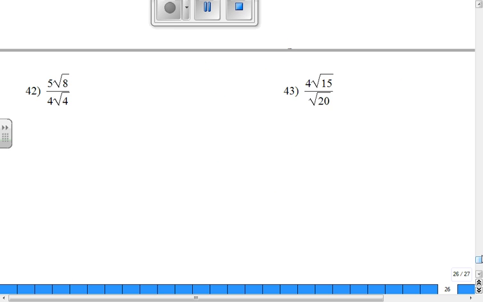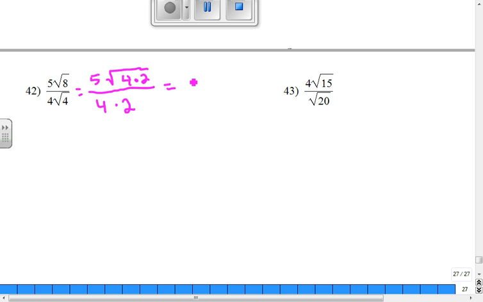Okay, and lastly, we have division. So we need to simplify our numerator and our denominator. So here we have 5 times the square root of 8. Well, the square root of 8 can be broken down into 4 times 2. And then down here we have 4 times the square root of 4. Well, the square root of 4 is just the number 2.